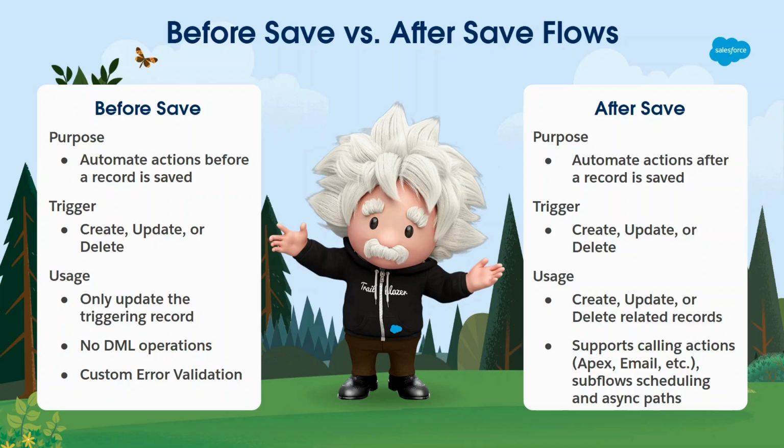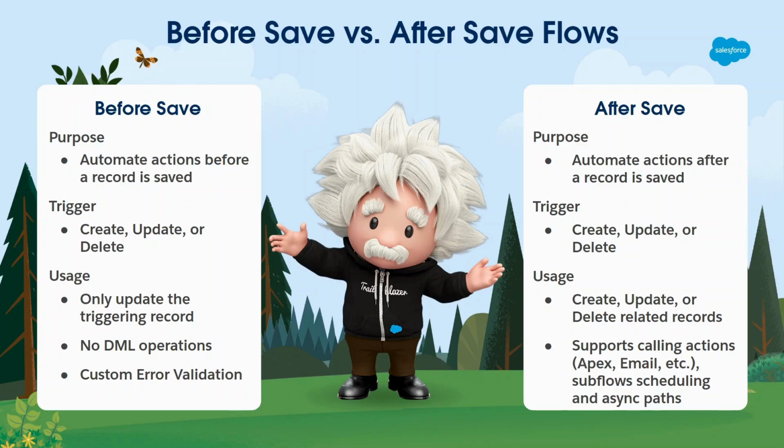Okay, so let's now talk about before save versus after save flows. The purpose of a before save flow is to really just update the triggering record. You shouldn't be sending emails, calling Apex actions, or doing any sort of that stuff. You shouldn't be updating related records or anything like that. As you probably know, a before save flow could be triggered on create, update, or delete.